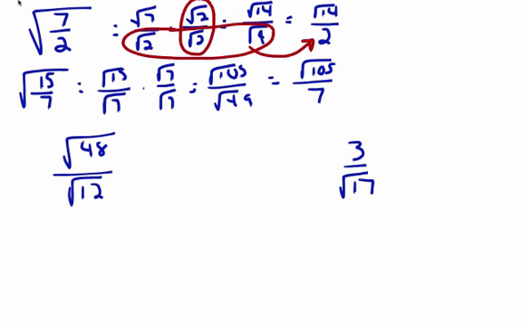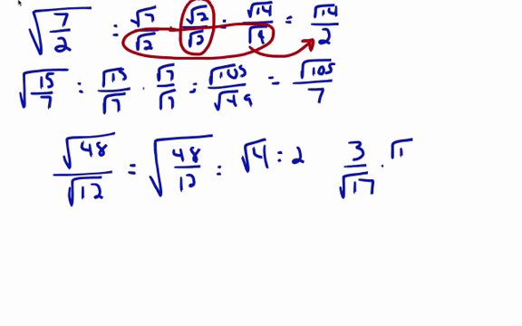Square root of 48 over square root of 12 is most easily done by putting all of it under one radical and simplifying that. 48 divided by 12 is just square root of 4, which we all know is 2. 3 over root 17, no way to simplify that, so I have to rationalize the denominator again, which is that process of multiplying by root 17 over root 17, and we get 3 root 17 over 17.